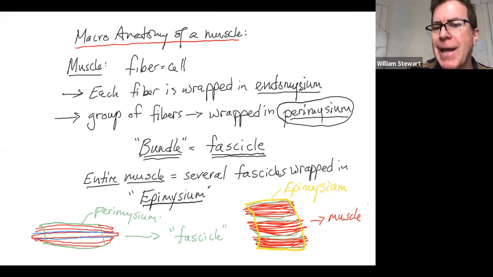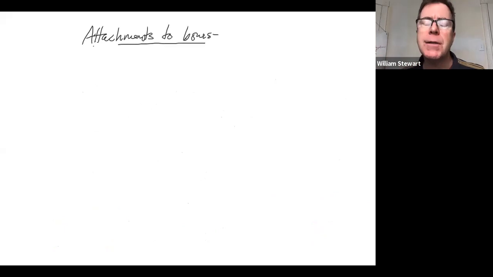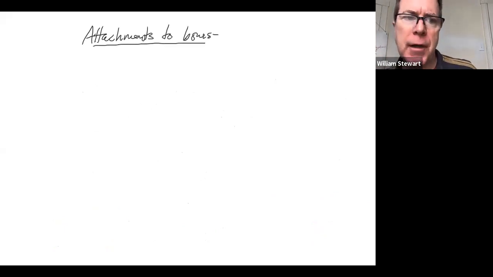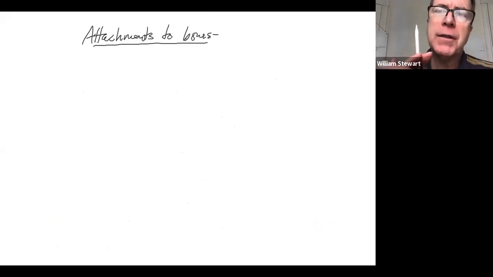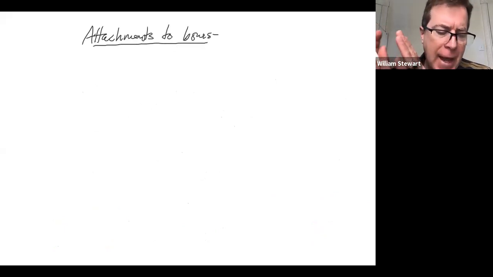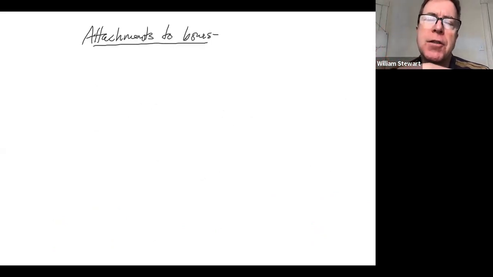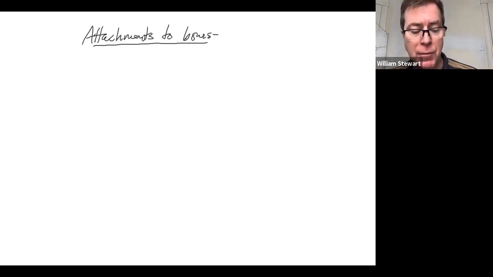Briefly, I'm going to talk about the attachments of skeletal muscles to bones. So we know that skeletal muscles are the type of muscle tissue that attach and move our bones. All skeletal muscles have attachments in at least two places. Just think one end of the muscle and the other end. Oftentimes, there's more than two attachments, but they must have at least two attachments.